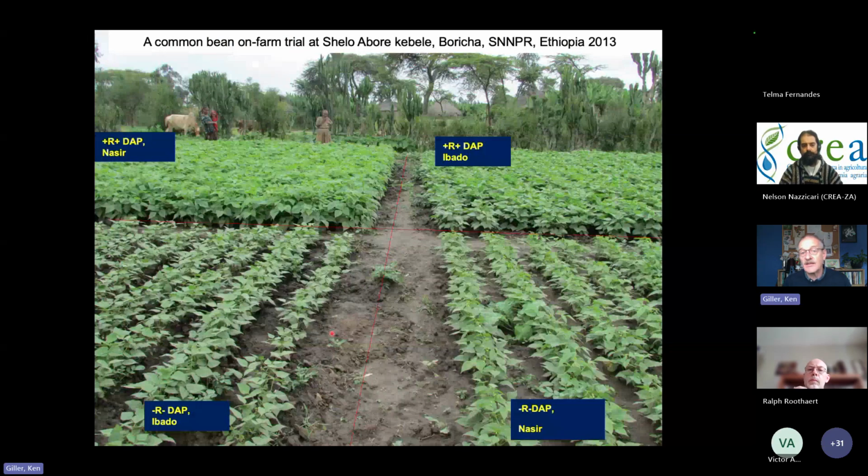Here we are in Ethiopia, so an experiment here with common bean, a similar type of experiment. In the foreground here we've got, as a demonstration, 2 different varieties of beans with no inputs, no rhizobium, no phosphorus. In the background, the improvements in yield then from adding both rhizobium and phosphorus together. So really very substantial effects also here in common bean.